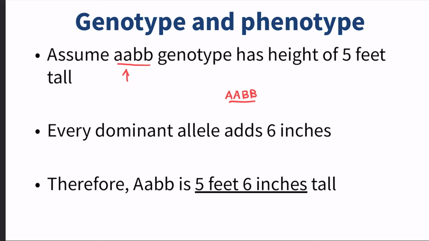they have a height of 5 feet tall. Every dominant allele adds 6 inches. And so if they have one dominant allele, that's going to add 6 inches, that would be 5'6". If you added another one, that would be 6 feet tall. If you added another one, so you have 3, that would be 6'5". And then if you added another one, that would be 2 feet over 5 feet, right? So that would be 7 feet.